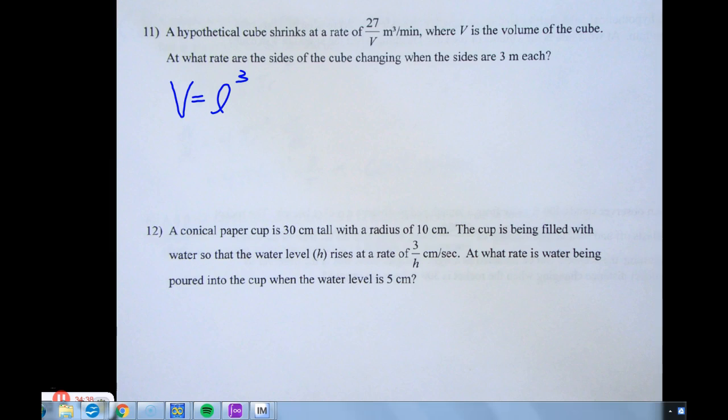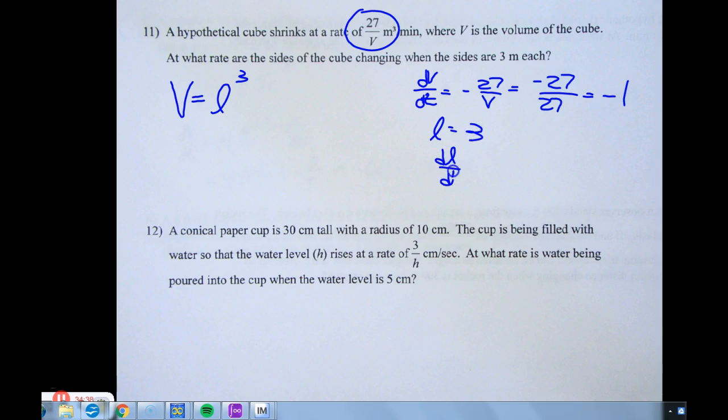Okay, so I'm just going to start writing out what I know. This would be dV over dt. It is shrinking, so it's going to be negative. So it's going to be negative 27 over V. But I don't want that V there, so I'm going to go, okay, that's negative 27 over, well, what is the volume if each side is 3? 27. So isn't dV over dt just negative 1? And then L is 3, and I'm looking for dL over dt. So I take the derivatives, so that'd be dV over dt equals 3L squared times dL over dt.